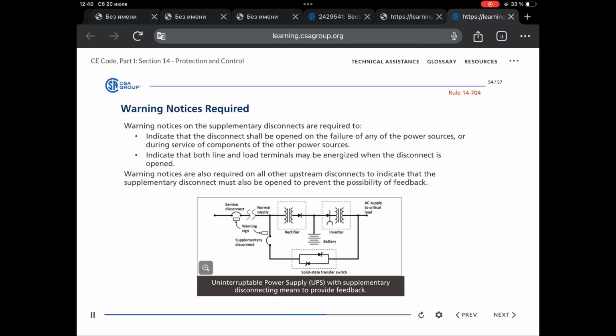Item B requires that all other disconnecting means in the system have signs warning that other power sources exist in the system, and that the supplementary disconnecting means must be open to prevent feedback from those systems.